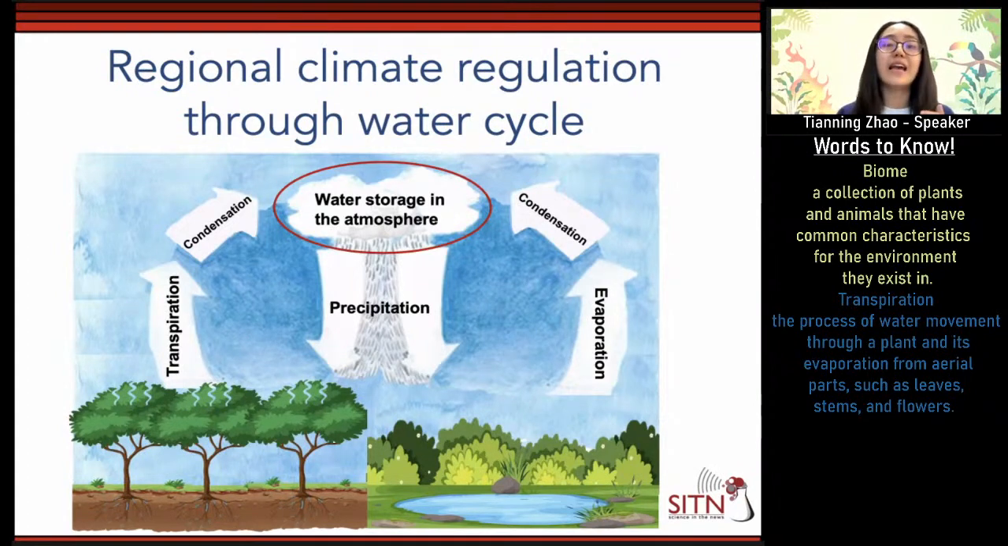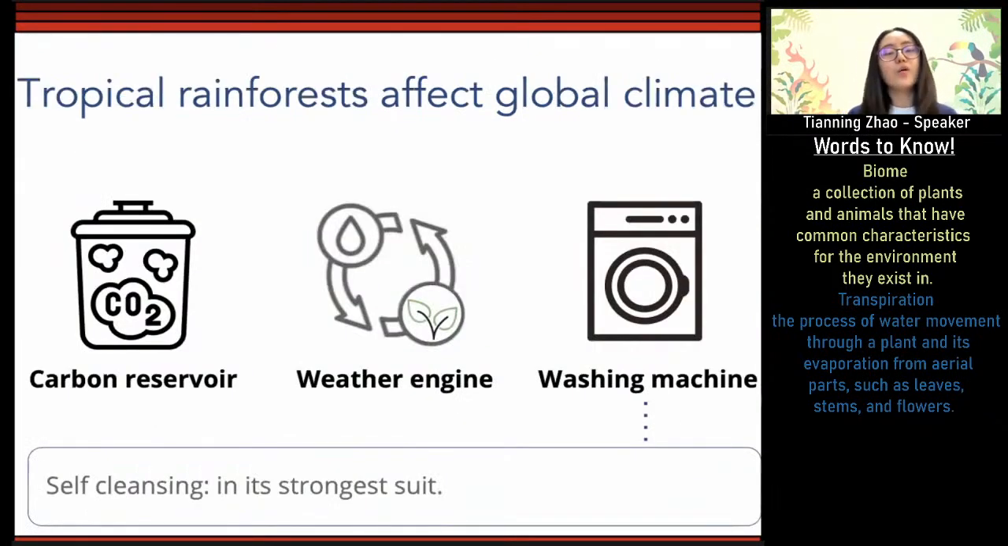So that is why the Amazon rainforest also plays such an important role in regional climate regulation through this transport of water vapor. And together with the water vapor, it also carries heat, the energy, with it. And that regulates the regional climate beyond the Amazon region. So the next thing is the washing machine. Here we will talk about the cleansing mechanisms of the atmosphere, which are also found at their strongest in the tropical rainforest.